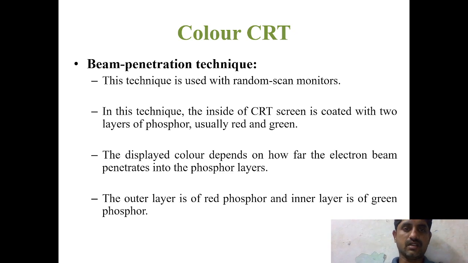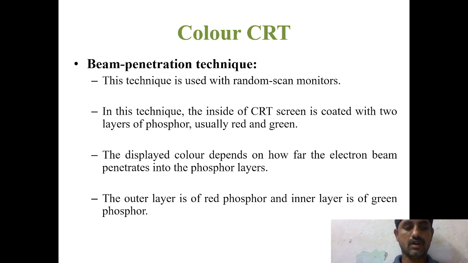Beam penetration technique. This technique is used with random scan monitors. In this technique, the inside of the CRT screen is coated with two layers of phosphor, usually red and green. The display color depends upon how far the electron beam penetrates into the phosphor layers.